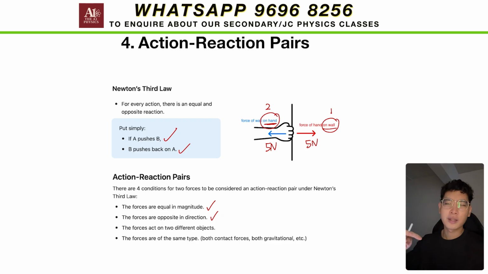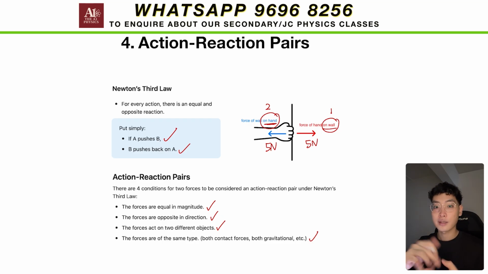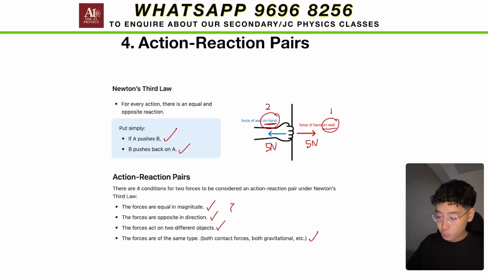And the last one, the third one, which is the most important one, is the forces must be acting on two different objects. One force over here is acting on the wall and one force over here is acting on my hand. They cannot be acting on the same object, as I'll show you later, right? And this last condition is not that important, but basically they must be the same type. So both contact forces, both gravitational forces, both electric forces, that kind of thing, right? But most important are these three criteria over here.